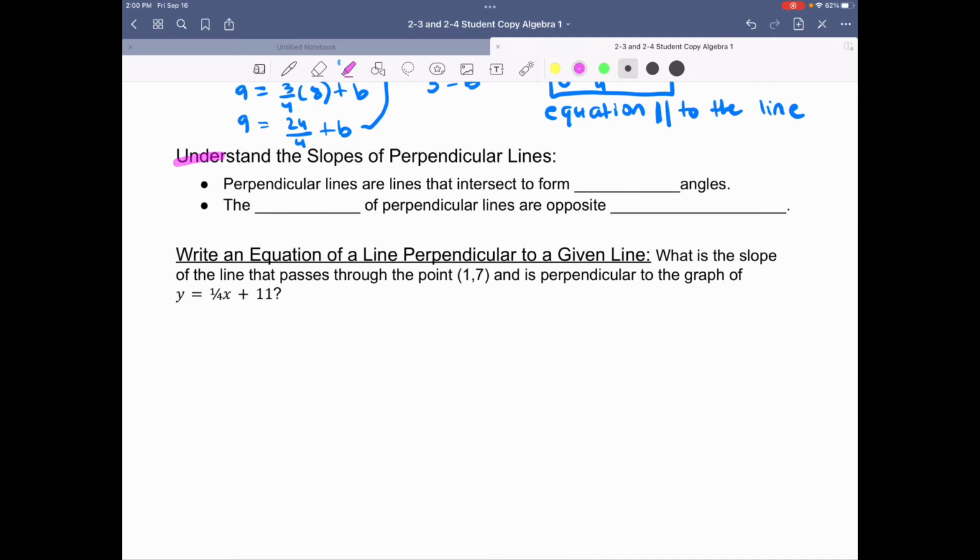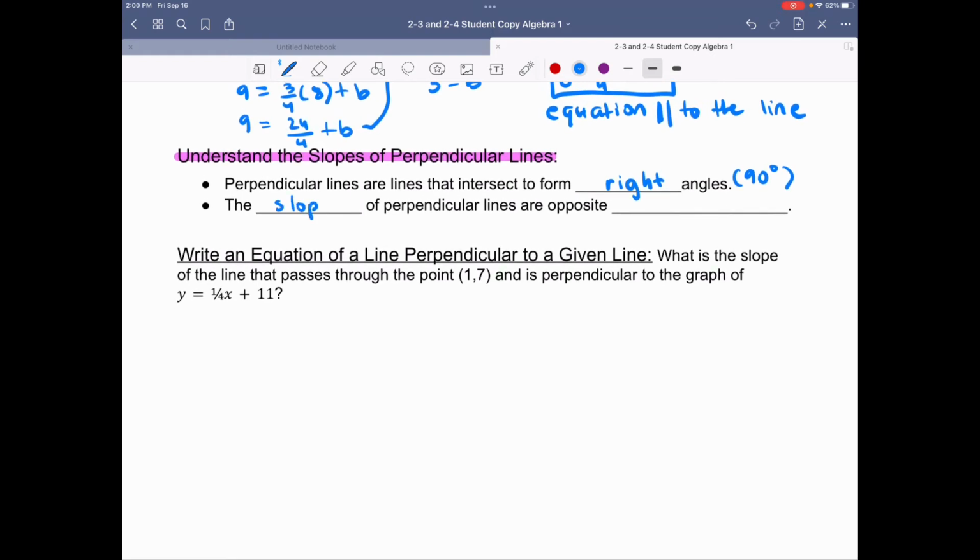So we will also understand the slopes of perpendicular lines. Perpendicular lines are lines that intersect to form right angles, 90 degrees. The slopes of perpendicular lines are opposite reciprocals. So now we will also write an equation of a line perpendicular to a given line.